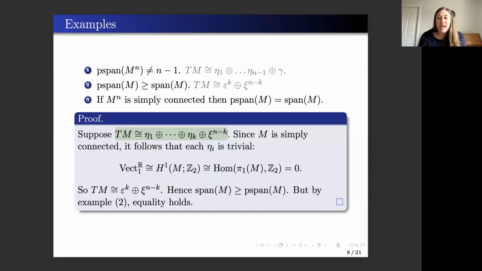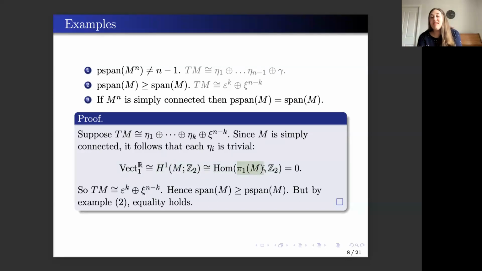Suppose that pspan is at least k. So the tangent bundle splits off k line bundles. We just need to argue that actually each of those line bundles is a trivial line bundle. And this follows because line bundles are completely classified by their first cohomology. The classifying map for a line bundle over M is a map from M into BO(1), or RP infinity, which is an Eilenberg-MacLane space of type Z mod 2, 1. So we can see this. And then using universal coefficients and the Hurewicz isomorphism, we have this isomorphism here.